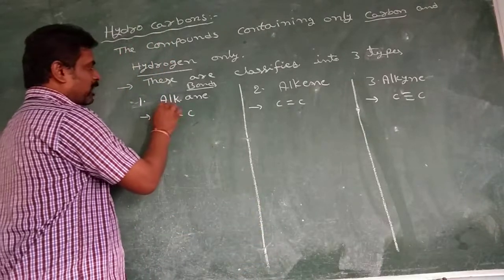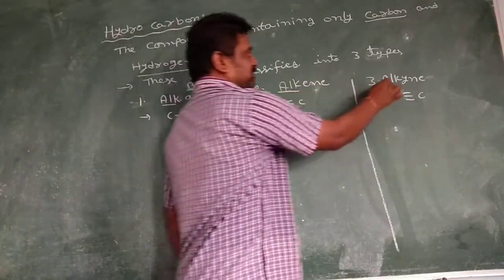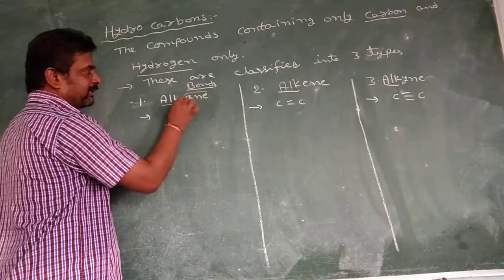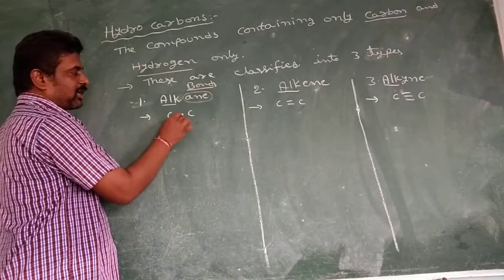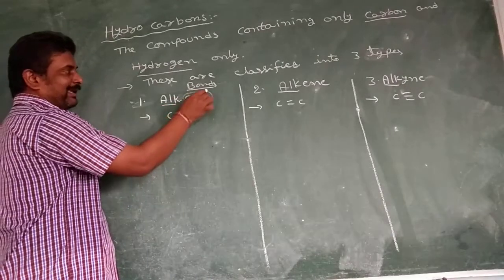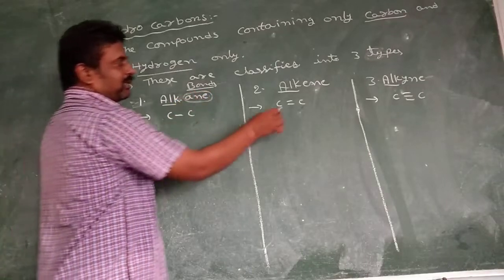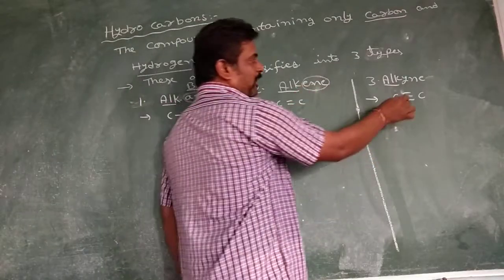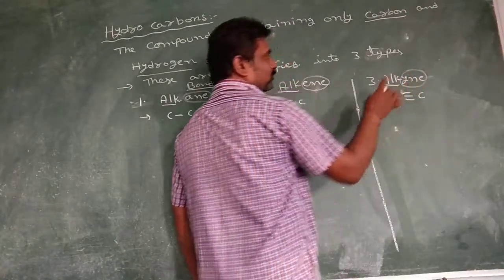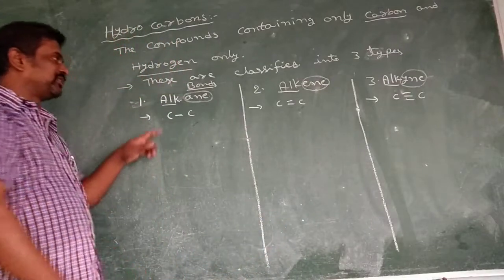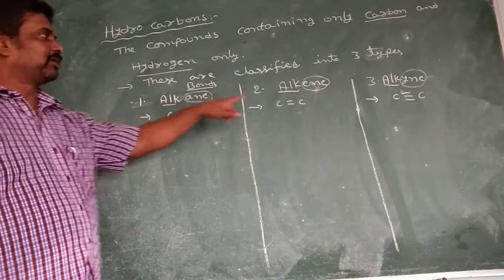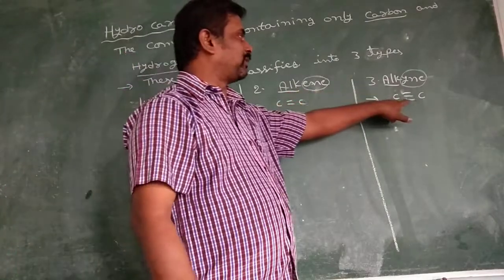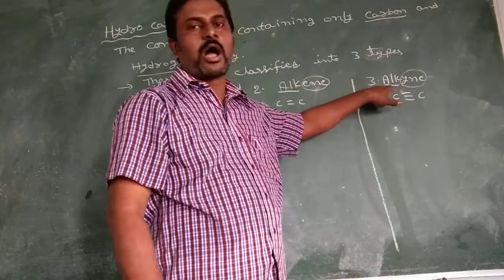Here, all of this is common for all the hydrocarbons. If single bonds are present, they are called alkanes, with the suffix ane. If a double bond is present, the suffix is ene. If a triple bond is present, the suffix is yne. So carbon single bonds are called alkanes, carbon double bonds are called alkenes, and carbon triple bonds are called alkynes.